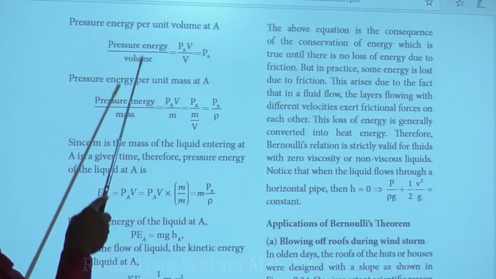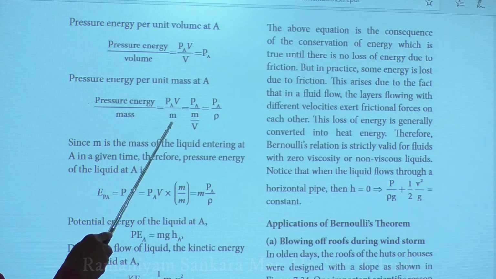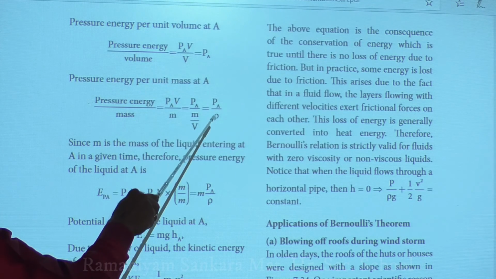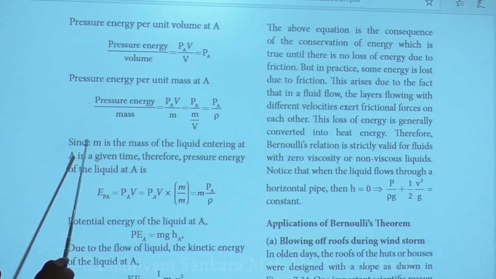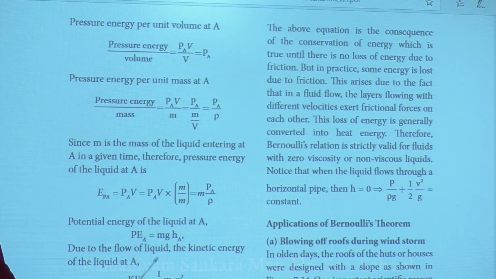Now come to pressure energy per volume: P_A V by V equals P_A. And the pressure energy per mass is P_A V by V, and this M by V is rho. You have already done this in the previous part. So P_A by rho. Now make it equal: pressure energy P_A V equals P_A V into M by M, so M into P_A by rho. The potential energy is mgH_A, and the kinetic energy is half M V_A square. Add all of these: pressure energy, kinetic energy, and potential energy. So M P_A by rho plus half M V_A square plus mgH_A.